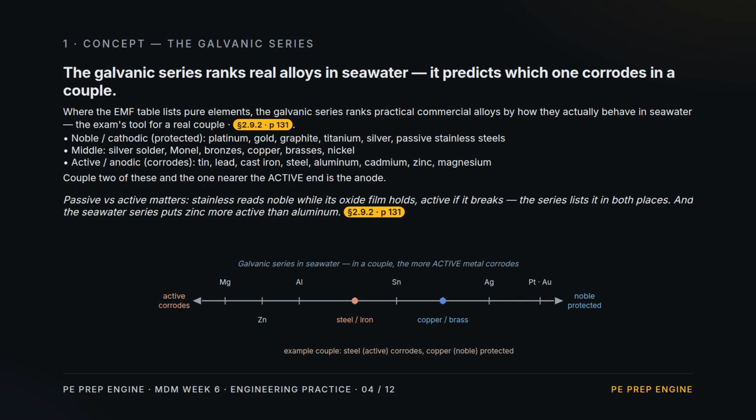Concept 3. The galvanic series. The electrode potential table is pure elements. Real parts are alloys, so the handbook also prints a galvanic series measured in seawater, from platinum and gold at the noble top, down to zinc and magnesium at the active bottom, with copper, brasses, and steel in between. Couple any two, and the one nearer the active end is the anode. Watch stainless steel. It reads noble while its protective oxide film holds, but slides toward active if that film breaks down, which is why it appears twice.